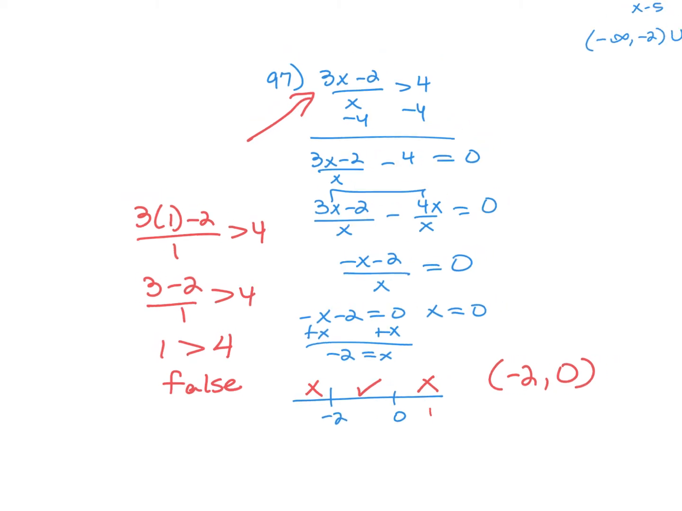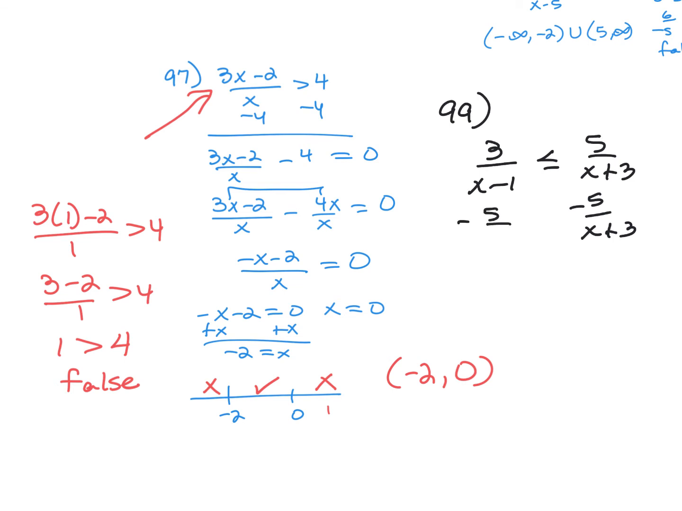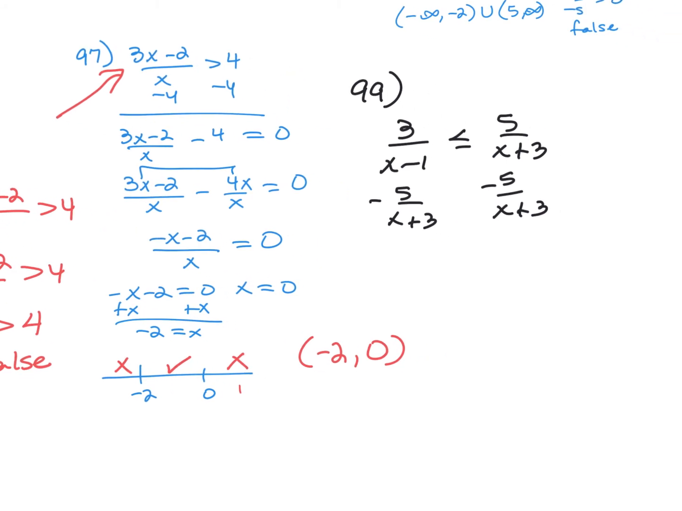The next one is number 99. Number 99 has 3 over x minus 1 less than or equal to 5 over x plus 3. Remember, do not treat this as a proportion. So let me move this over. Subtract it from both sides. So now I have 3 over x minus 1 minus 5 over x plus 3 equals 0. I need to find a common denominator. It's actually going to be both of them.